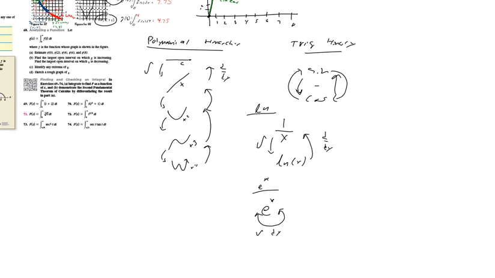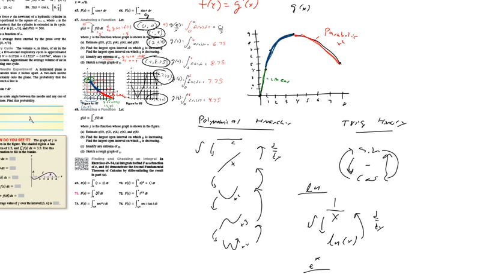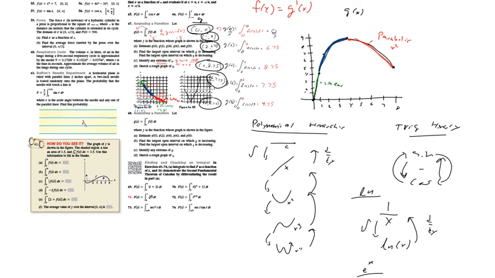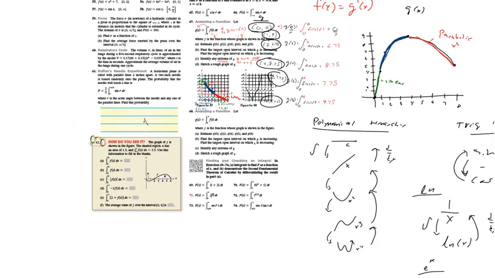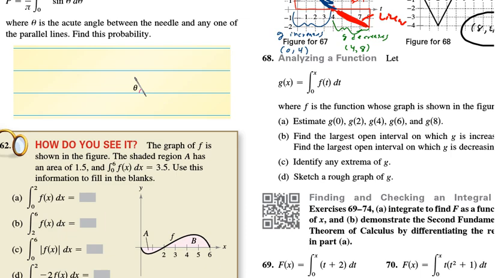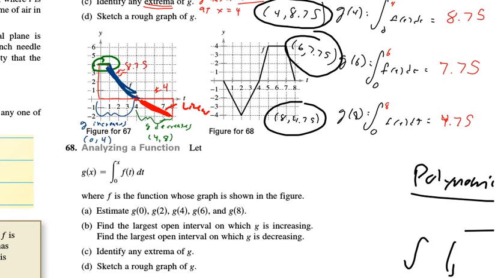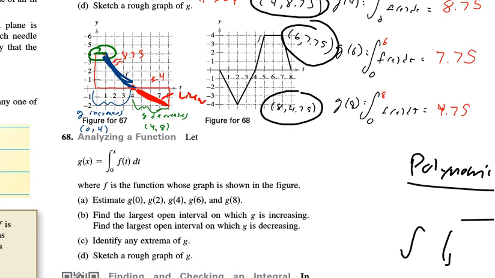We've got like 9 minutes left. Not enough time. All right, let's look at number 68. I'm going to do a little bit of this one over here, just quickly. I don't want to erase that. So here's the graph for 68. This is f of t. I want to estimate g of 0, g of 2, 4, 6, and 8 again.